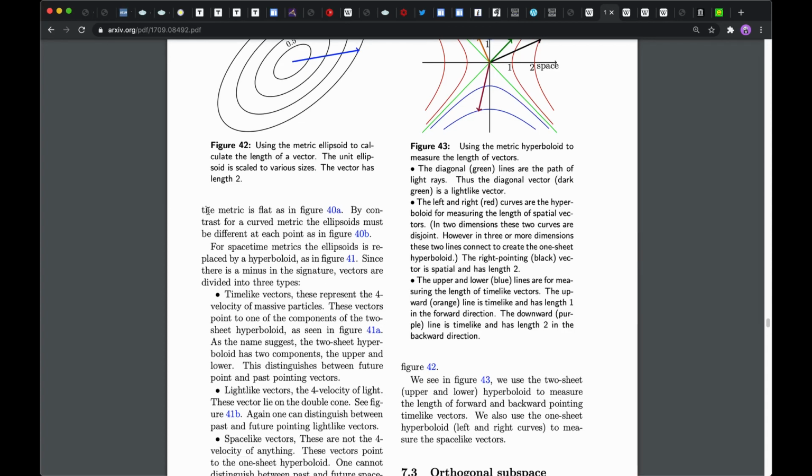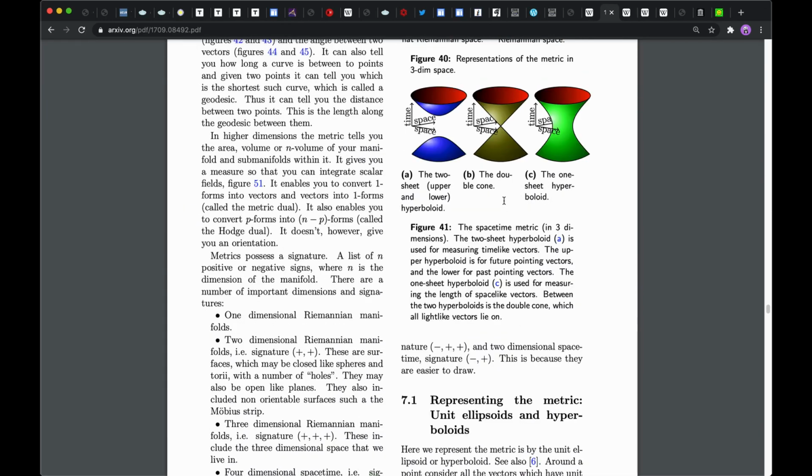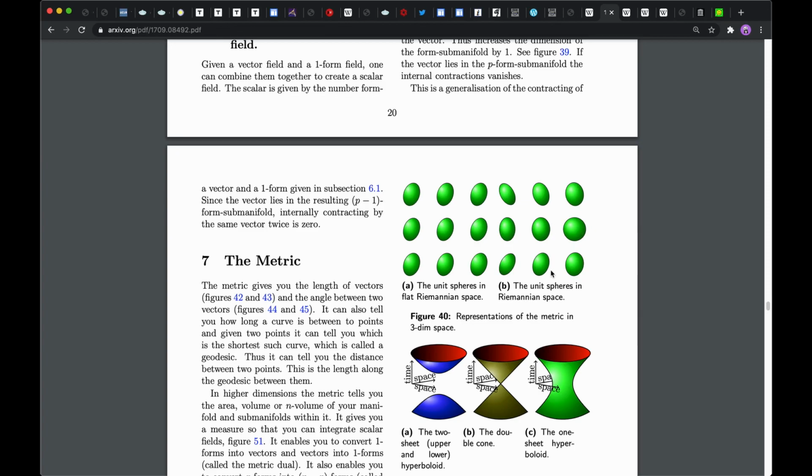Yeah, so he's saying that if the metric is flat, as in figure 40a, we will have the same matrix everywhere, and if the metric is not flat, then those ellipsoids will have a different form at different points, and you can see that in picture B here. So basically the curvature is manifesting in those pictures as dynamics in the metric surfaces there.